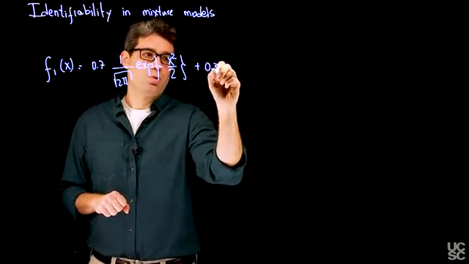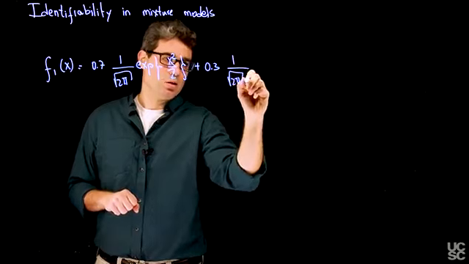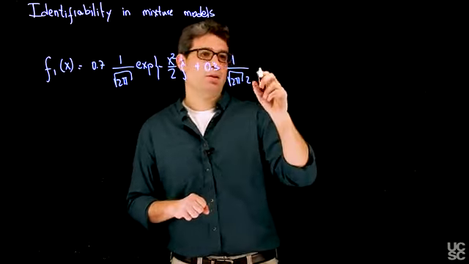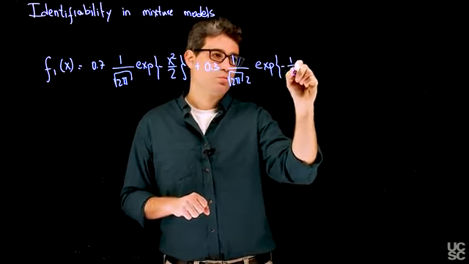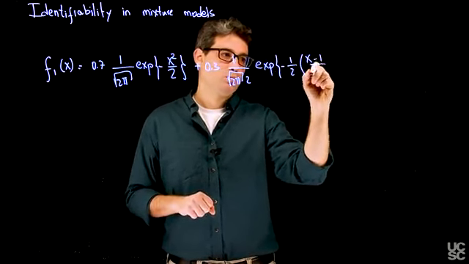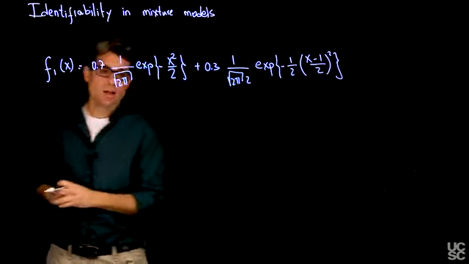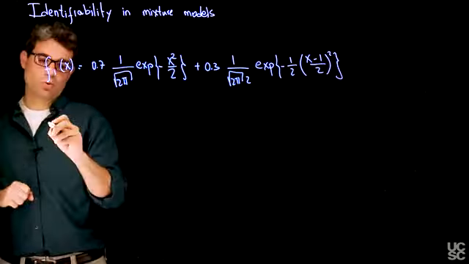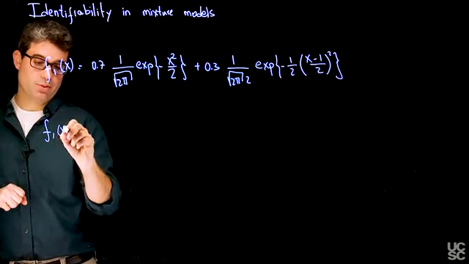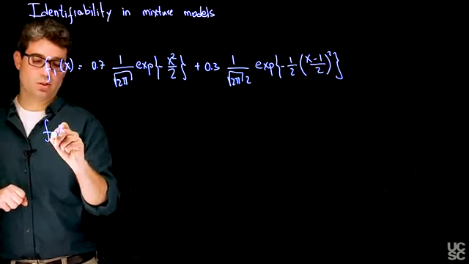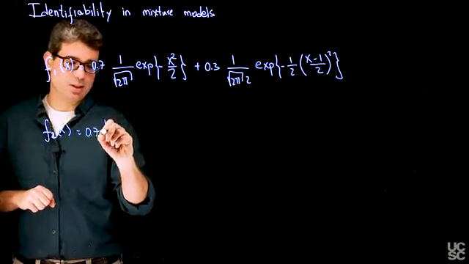And the second component being a Gaussian with mean 1 and standard deviation 2. Okay. And let's consider another two mixtures. So one of them is going to have three components. I'm going to call this F2. The first component is going to be exactly the same.